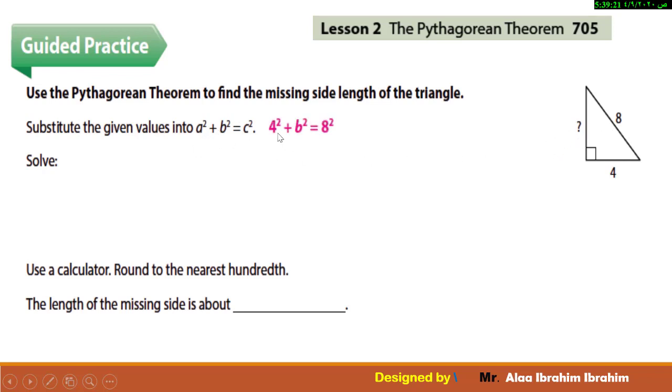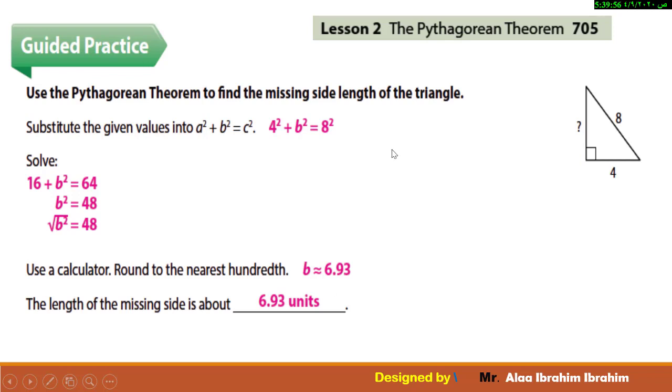Make it as an equation. I replace a with 4 power 2, and replace c with 8, my hypotenuse, so this is 8 power 2. So I make the equation: 16 and 64. Subtract 16 from both sides, so b power 2 equals 48. So we have to take the square root, and it is always positive, although sometimes we write positive or negative. So my result will be 6.93. This is my leg, the length of the missing side. This is your answer.